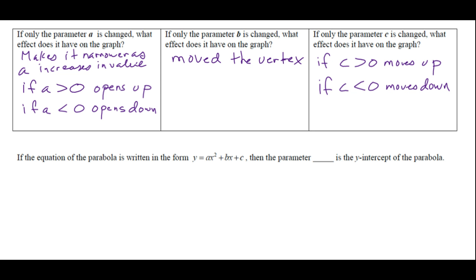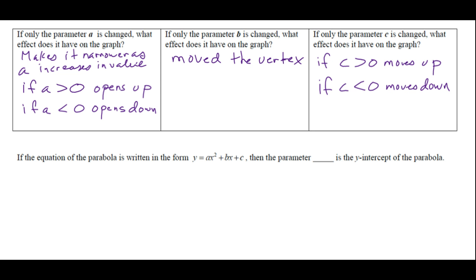Okay, and I'm not going into great detail on the b value just because it's really hard to look at that and say, I can predict, if c is 10, I know it moved up 10. If b is 5, I can't really say it moved this much that way. It just has a more profound effect.